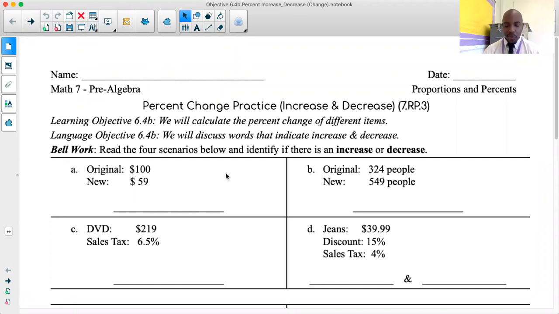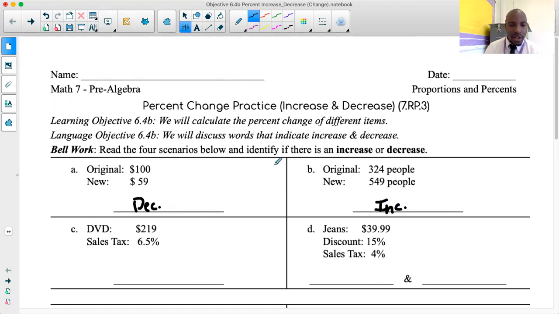All right. I'm hoping that you were able to look at the worksheet and identify whether or not these were increase or decrease. I'm going to quickly go through them to tell you what you should have written that would be correct here. So for A, you should notice it goes from $100 to $59. That means it is decreasing. I'm just going to abbreviate that. Whereas in B, you should notice it goes from 324 people to 549. That is an increase in people.